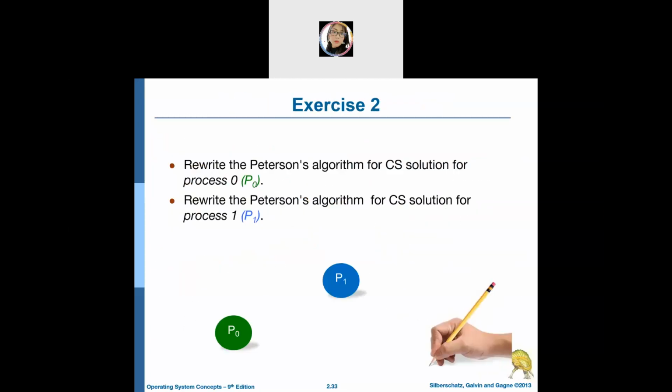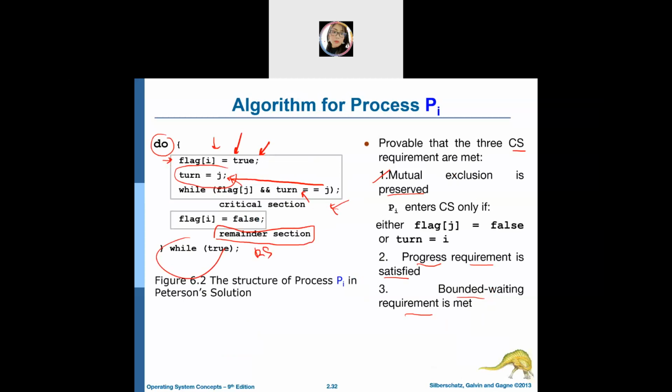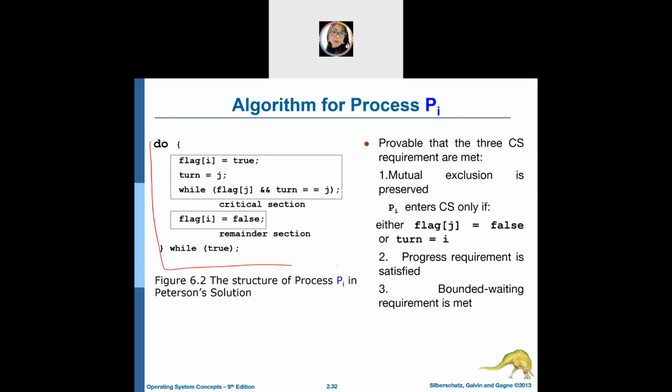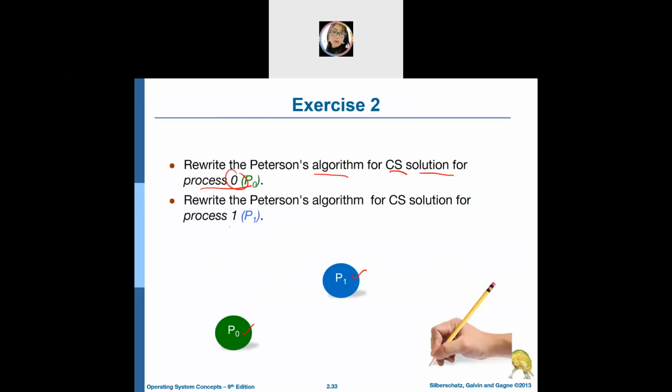So let's see the example for exercise 2. We have two processes, process P0 and process P1. For P0 and P1, write the Peterson algorithm for the CS solution for process 0. So you just need to remember that this one is for P0. You're going to copy this general form, and inside, you only change the values. Similar also for P1.